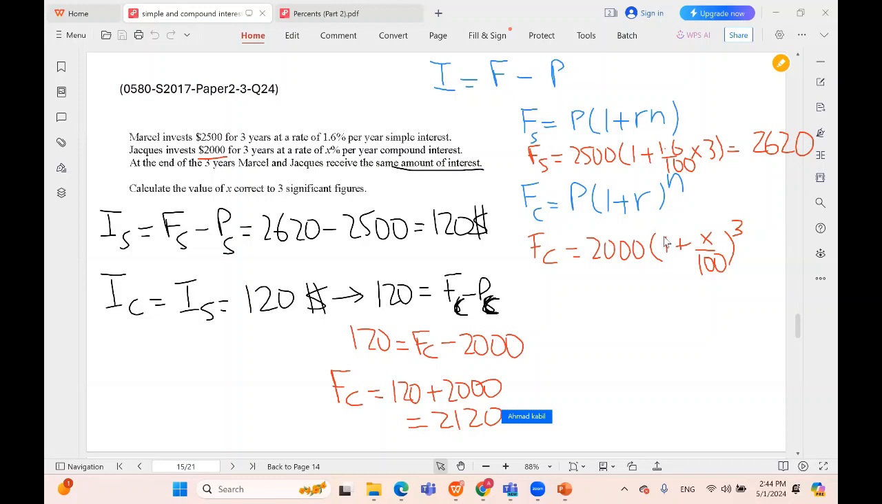2,120. So this equation here is equal to 2,120, and we want to find the value of x. So we proceed. We divide both sides by 2,000. These will cancel out. And we can just divide 2,120 by 2,000.